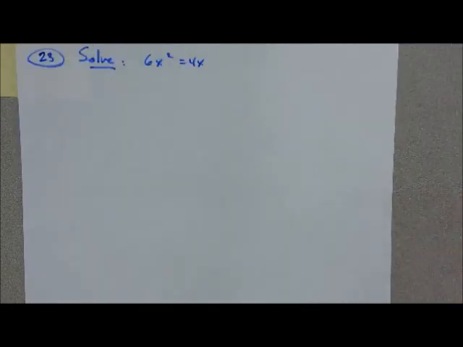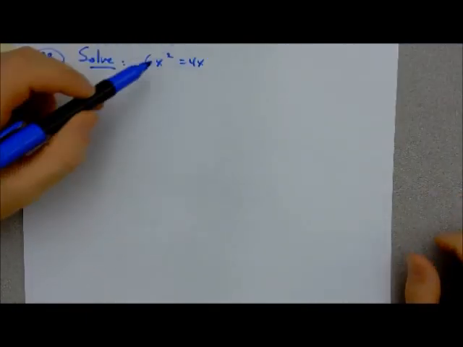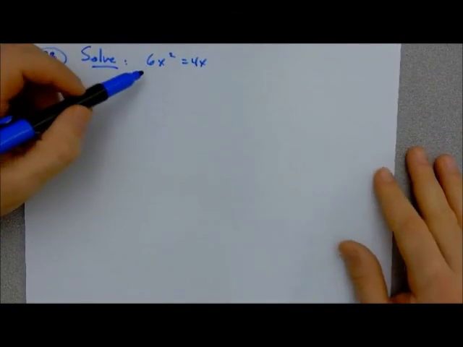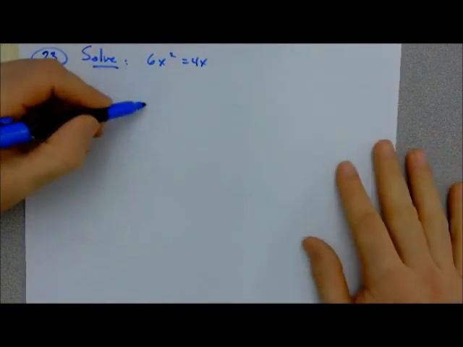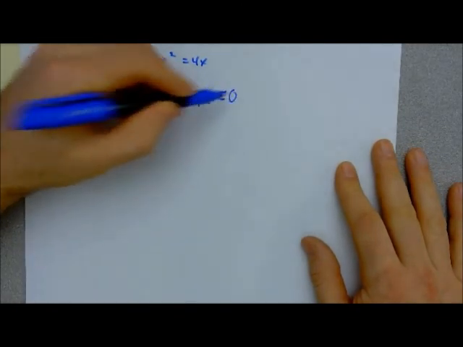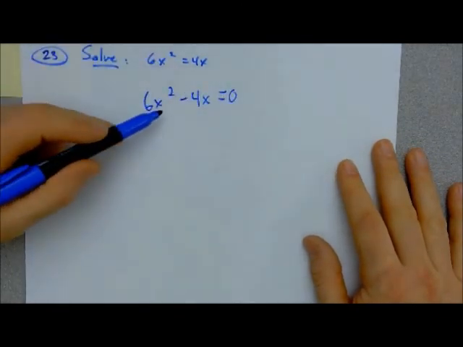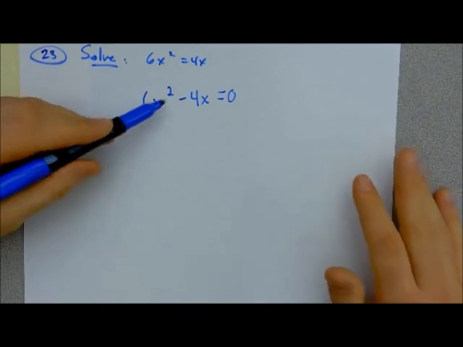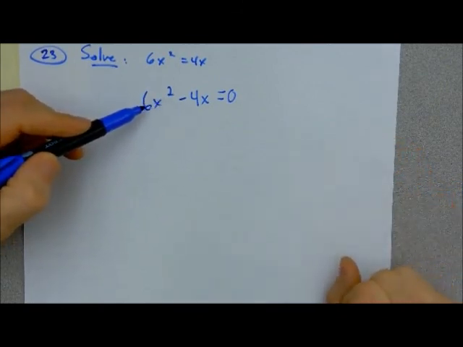For number 23, it asks you to solve the equation. It is quadratic, so anytime you have something quadratic, it's everything to the left. So this is 6x squared minus 4x is equal to 0. This is two terms, but it's not squares and it's not cubes. So we see what kind of stuff can we take out of this.